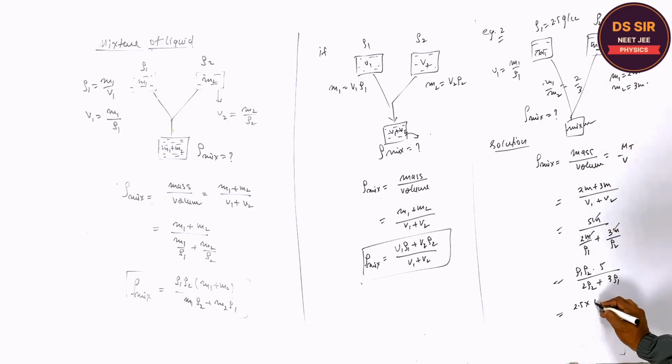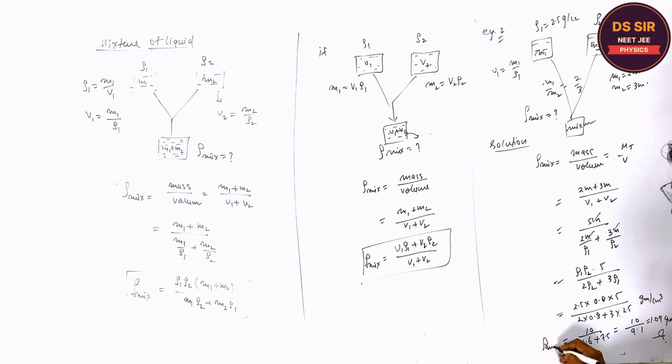2.5 into 0.8 into 5, over 2 into rho2, where rho2 is 0.8, plus 3 into 2.5. So the answer will be in gram per centimeter cube. 8 fives are 40, 4 times 25 is 100, so the numerator comes to 10, and the denominator is 1.6 plus 7.5. 10 upon 9.1, so a little more than 1, this is 1.09 gram per centimeter cube. This is the density of the mixture, right.